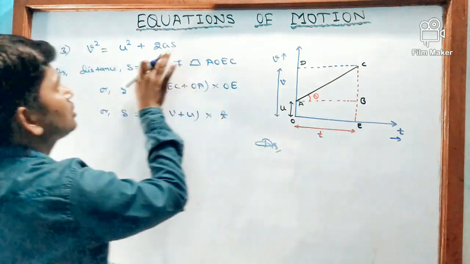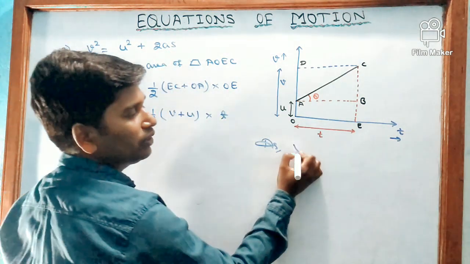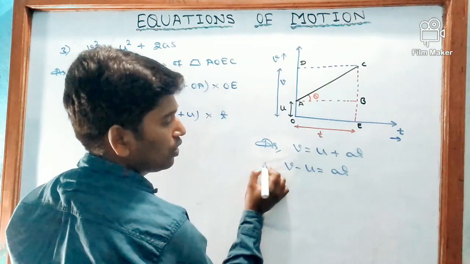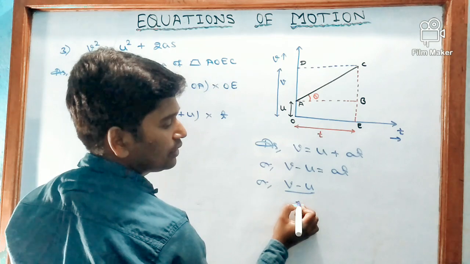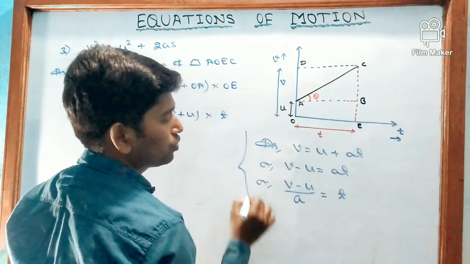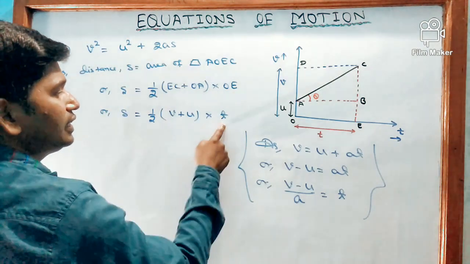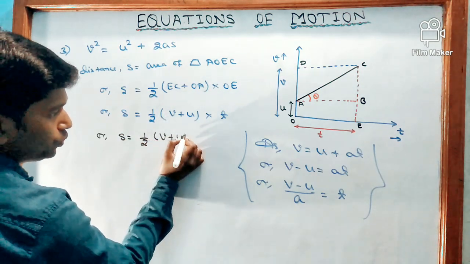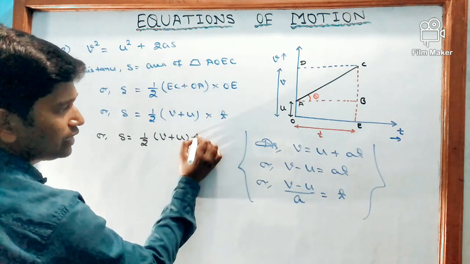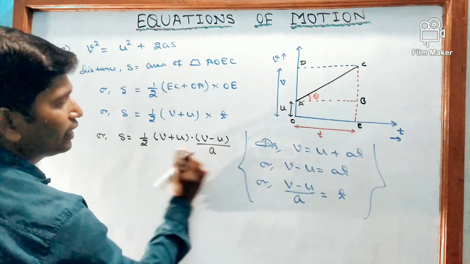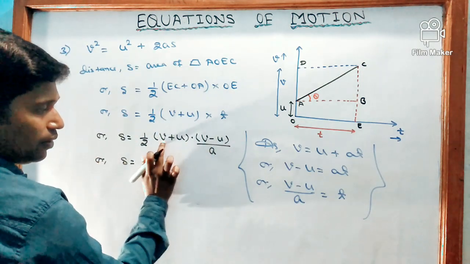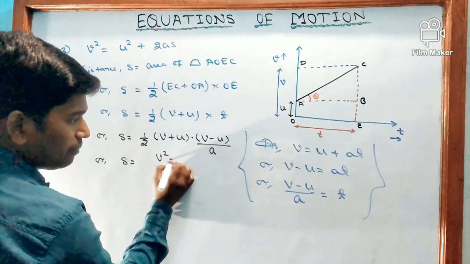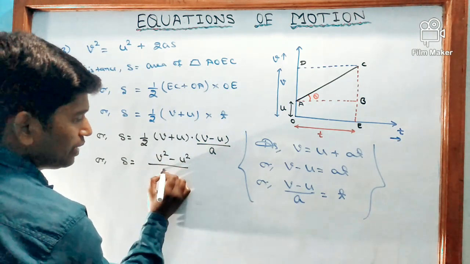As we can see, time is not there in the equation, so we will remove this. We know that V is equals to U plus AT, so V minus U is equals to AT, or we can write (V minus U) by A is equals to T. So we will substitute the value of T in this equation. We will get S is equals to 1 by 2 (V plus U) into (V minus U) by A. Using the formula (A plus B)(A minus B) is A square minus B square, here we will get V square minus U square by 2A.